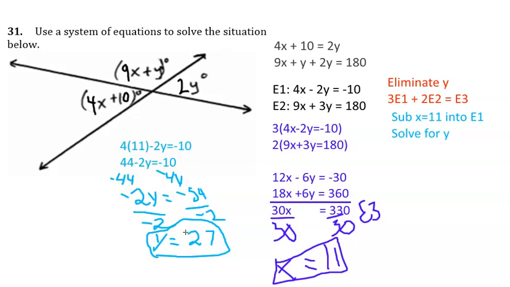Using our two found values, we could find the angles. So 2 times 27 would be 54, so this one's 54 degrees. And we'll do this one. So we have 9 times 11, that's 99, plus 27. And we get 126.